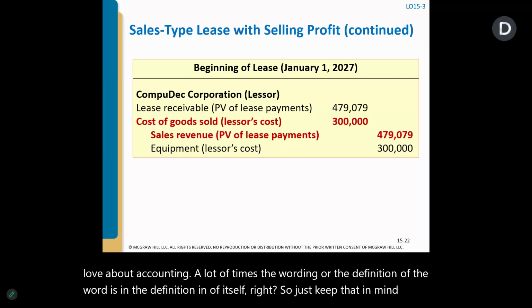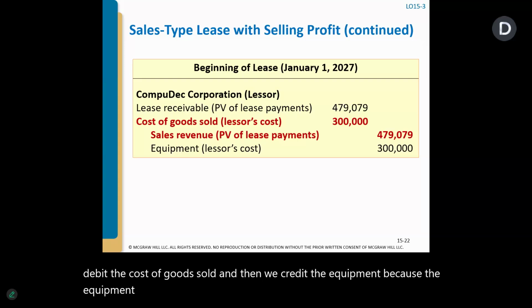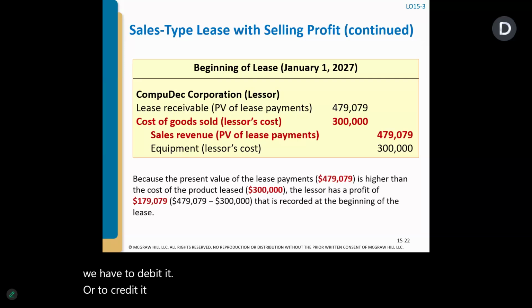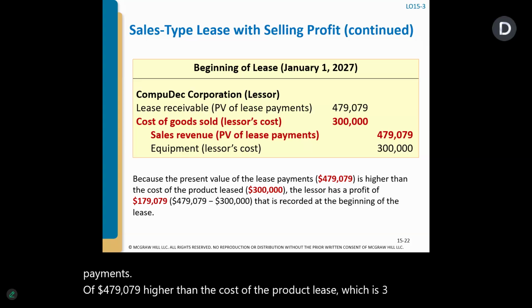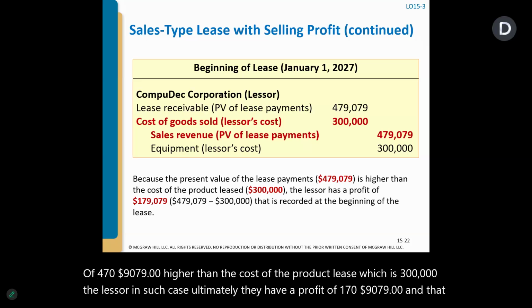So we debit the cost of goods sold, and then we credit the equipment because the equipment is an asset, and in order to take an asset account off of our books, we have to credit it. Here it states, because the present value of the lease payments of $479,079 is higher than the cost of the product, which is $300,000, the lessor ultimately has a profit of $179,079. And that is going to be recorded at the beginning of the lease.